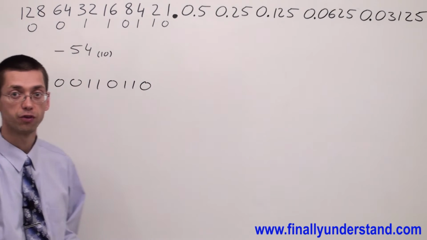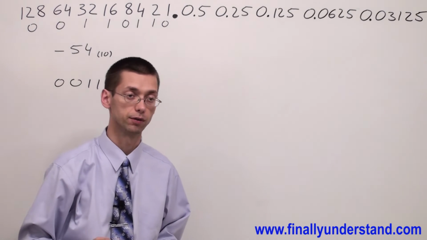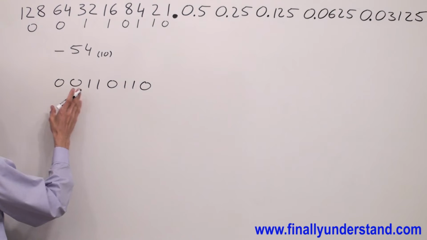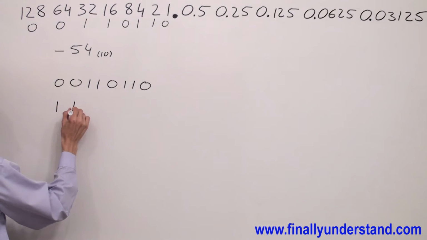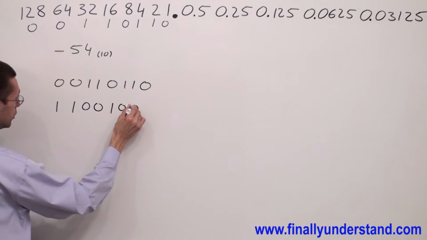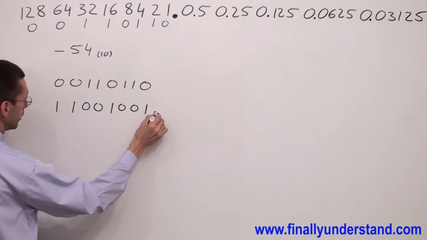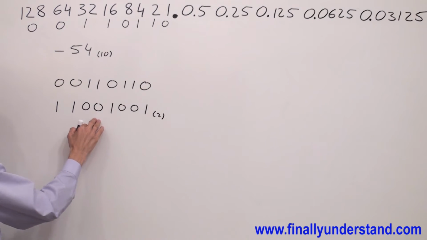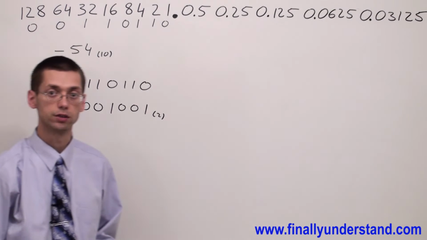Next, you're supposed to find the 1's complement of it by simply finding the complement of every single bit. Means you have to write 1, 1, 0, 0, 1, 0, 0, 1. And this is negative 54 in 1's complement form.